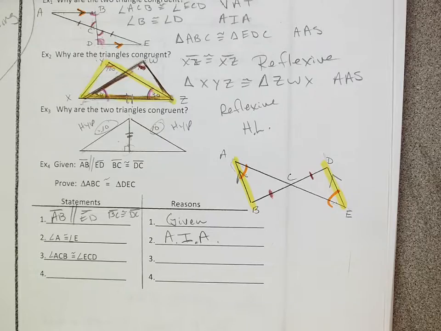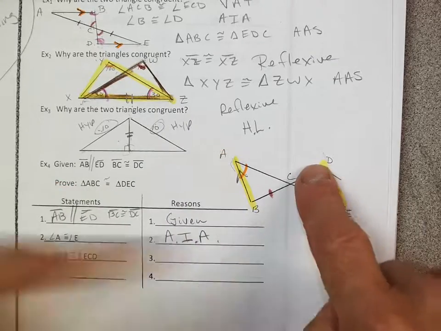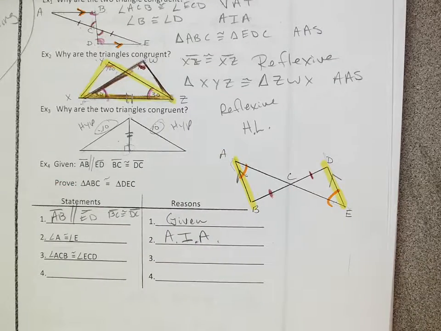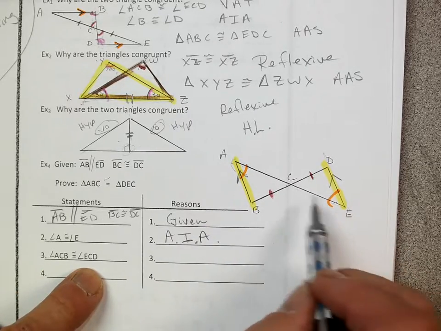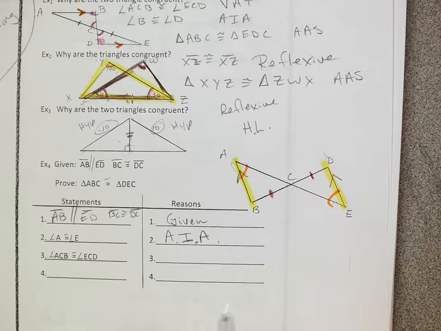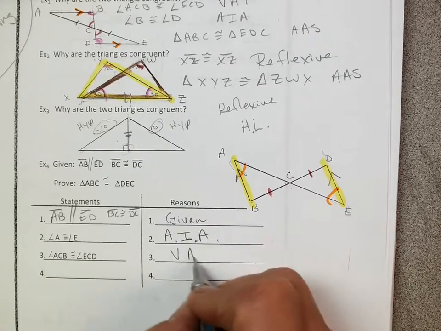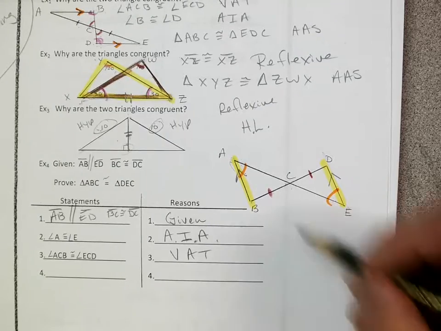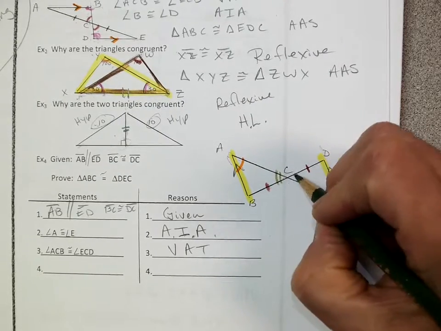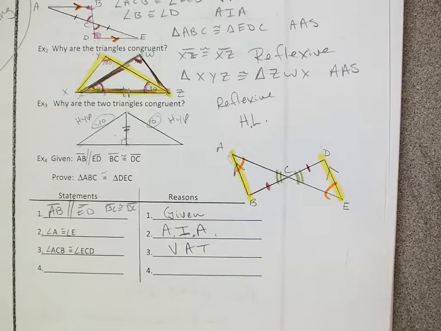So now I've got two things. I've got an angle to an angle, side to side. I got two pairs. I need a third pair. So then we get to this ACB and ECD. What's that? Vertical. Yeah. VAT, vertical angle theorem. So let's mark that. Now, do we have three things? What are the three things?